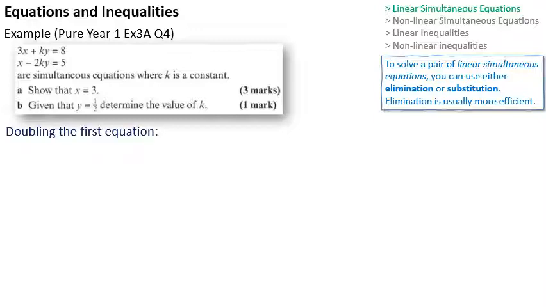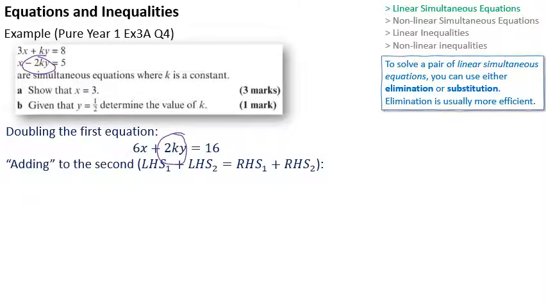In this case, I'm going to use elimination. I've noticed that if I double the first equation, I can eliminate the term involving y. Not only that, but I'll be able to eliminate k as well. So this was a useful idea. I'll get 3x turning into 6x, and I'll get ky turning into 2ky, and then 8 turns into 16. And the useful bit here is that 2ky positive in this equation will link up nicely with the minus 2ky in the second equation. So I'm going to add the two equations.